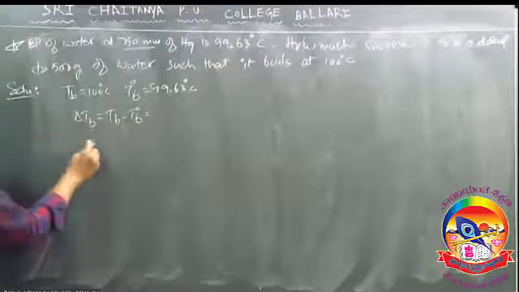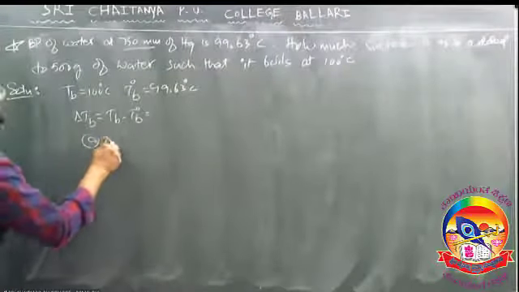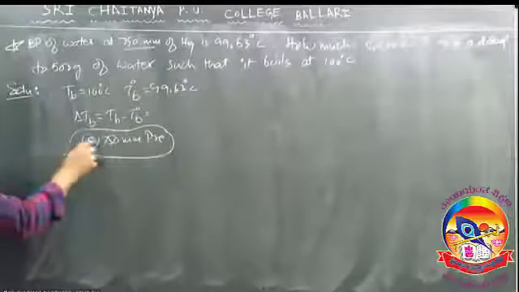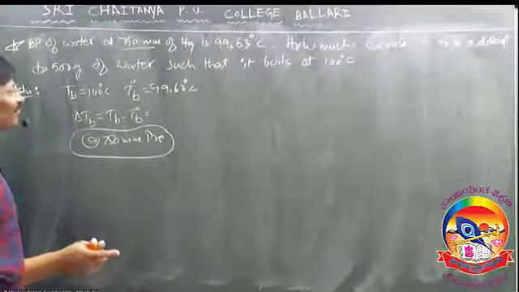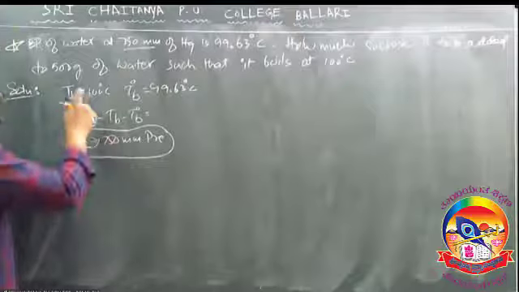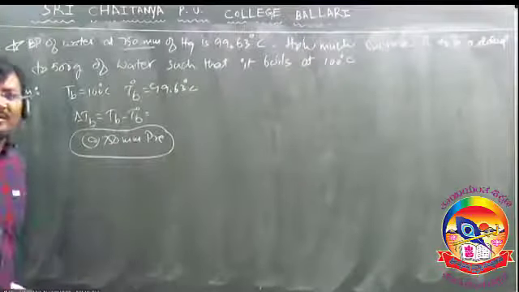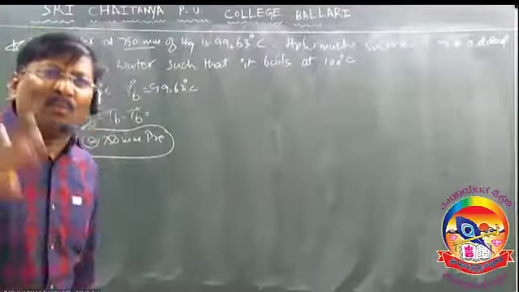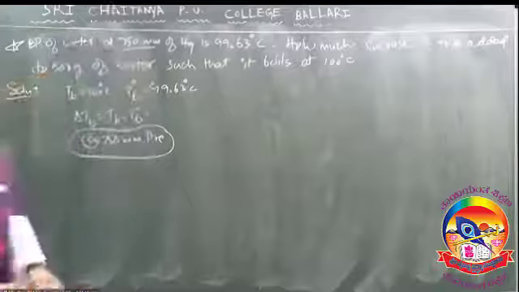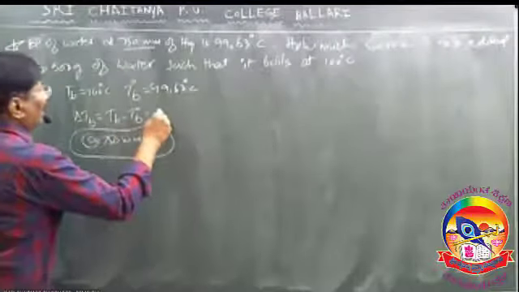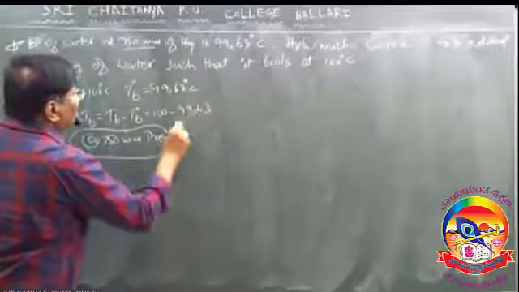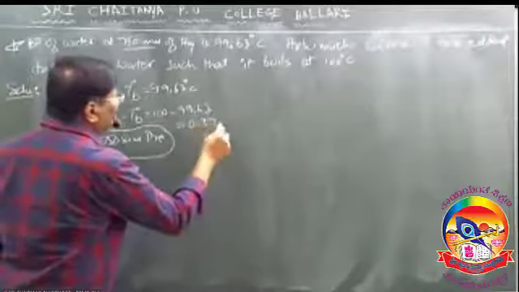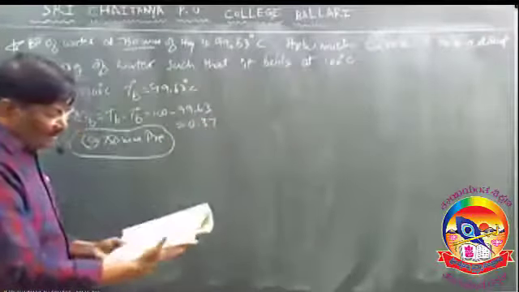So please remember, at 750 mm pressure, the boiling point of the solution is 100, because when external pressure is lowered, boiling point is also lowered. Please remember. So how much is it? 100 minus 99.63 is equal to 0.37.